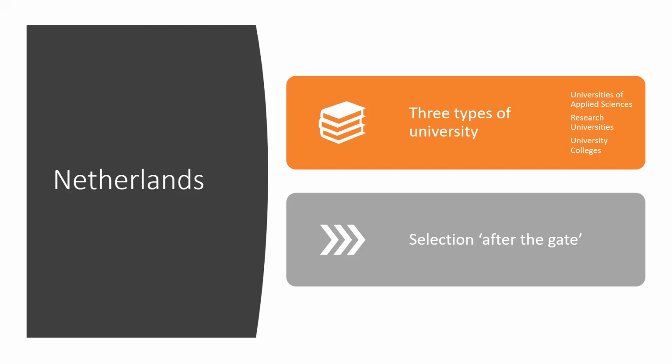The Dutch call this a binding study advice, and the joke that I hear all the time from the Dutch is there is nothing advisory about this. The selection after the gate is an important thing to bear in mind. The Dutch universities have done an excellent job of marketing themselves over the last decade with all these different kinds of courses, and it's become a very natural step for students around the world to consider the USA, the UK, Canada, and the Netherlands as their 4 top destinations when they are looking for an English-speaking education.